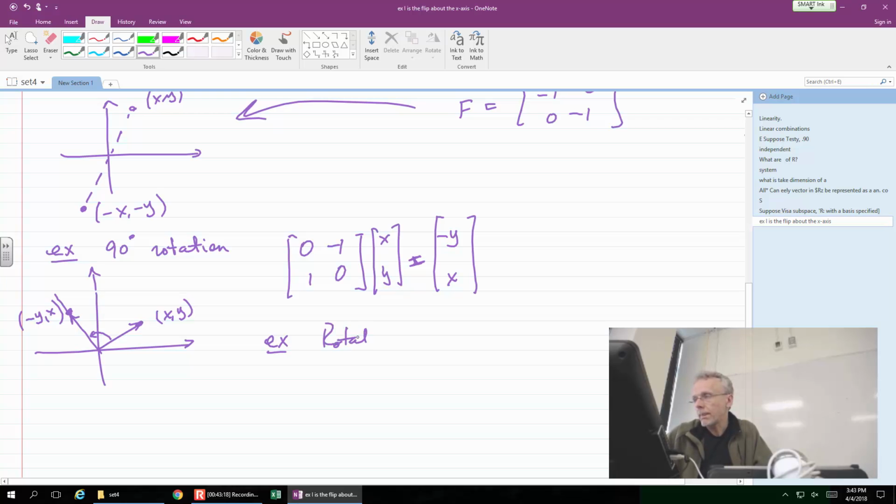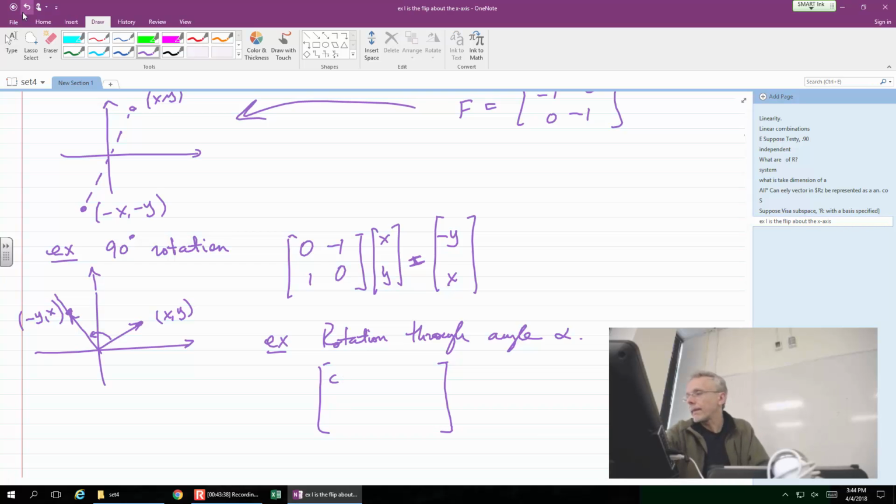Rotation through angle alpha. It's a matrix. As you'd expect, you'll have trig functions. Okay? So I don't think there is, well, let me just write it out.